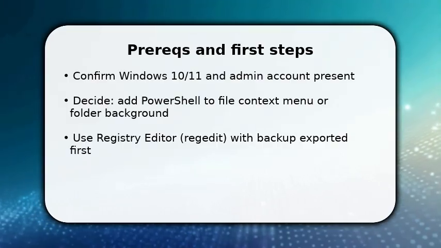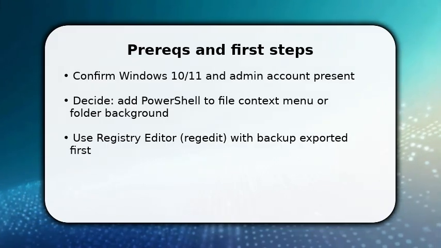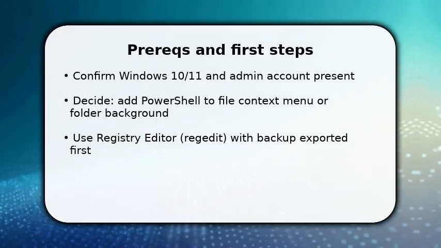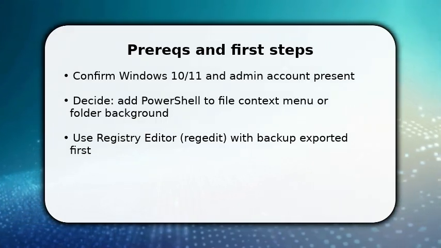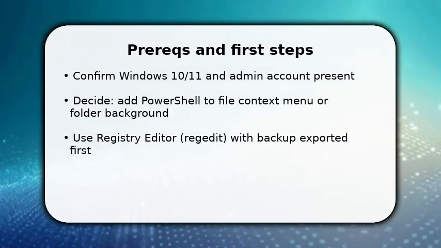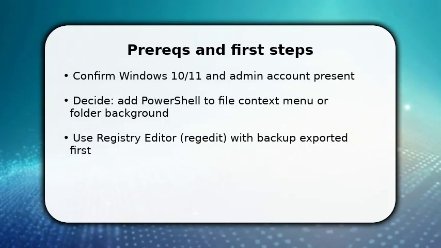You start with two essentials: admin rights and a registry backup, because you will be editing keys. Once you have those, open Regedit and navigate to HKEY_CLASSES_ROOT\Directory\Background\shell for folder background, or HKEY_CLASSES_ROOT\*\shell for all files. This is where the right-click entries live.